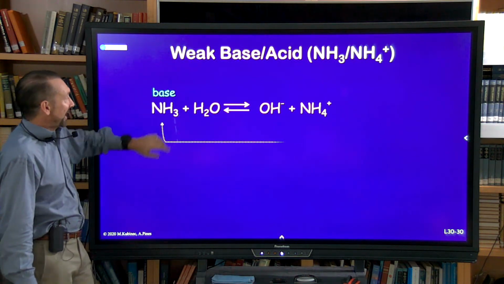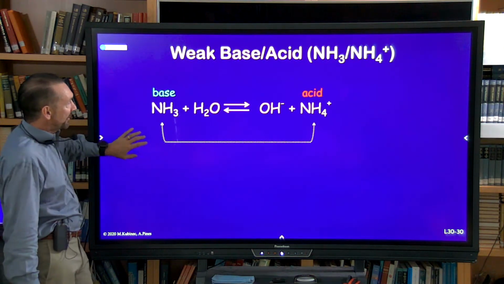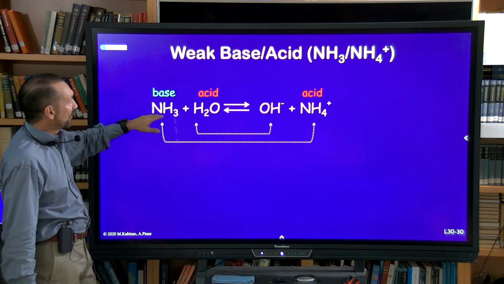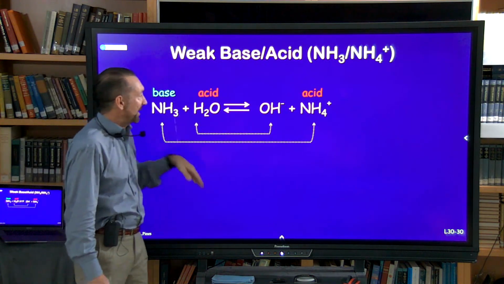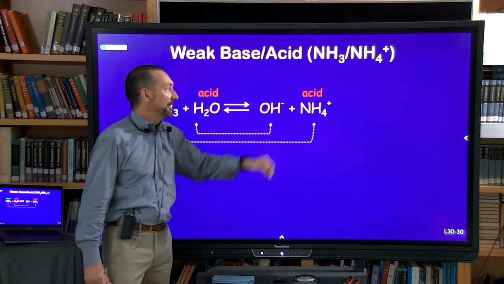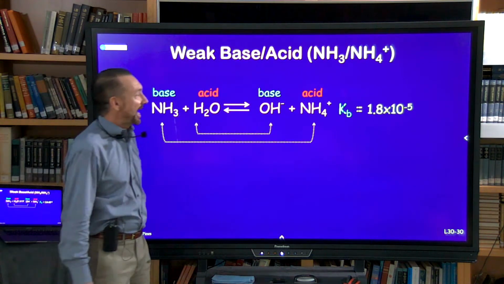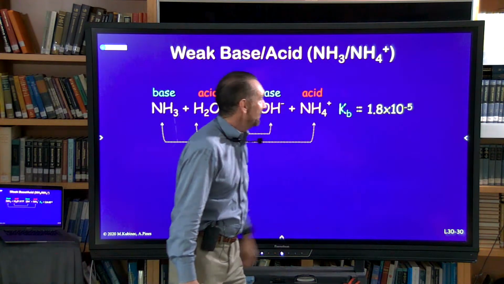So we'll detect that as a basic solution. These come in pairs, as we've talked about before. So this ammonia, NH3, acting as a base to form the ammonium ion, NH4 plus. The K for that reaction is 10 to the minus 5.